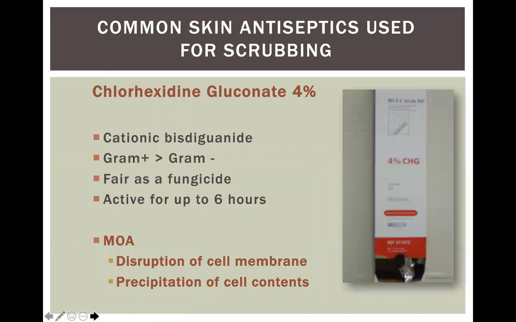Now, chlorhexidine gluconate at 4% is a cationic bisbiguanide. It seems to be a little more effective for gram-positive than gram-negative, fair as a fungicide. And the thing that I like about it is that it's active for up to 6 hours, has a fairly quick onset of effect, and then a time-dependent exposure to chlorhexidine may give you up to 6 hours of effect. Hopefully my surgery doesn't last 6 hours, but that way, if it's still on the skin of the patient, it's suppressing the bacteria around the incision. As you note, the mechanism of action, again, is disruption of cell membranes and precipitation of cell contents.